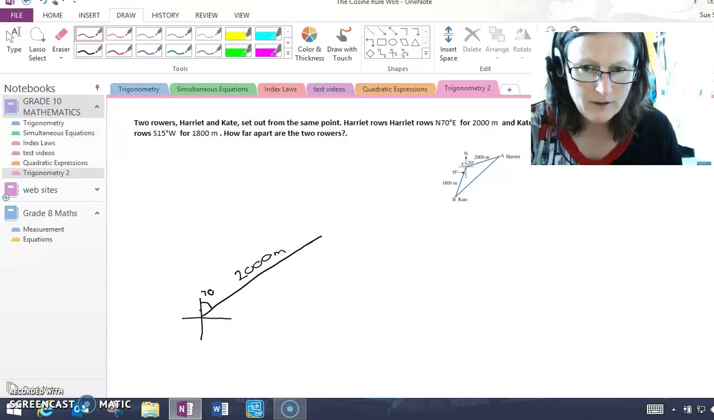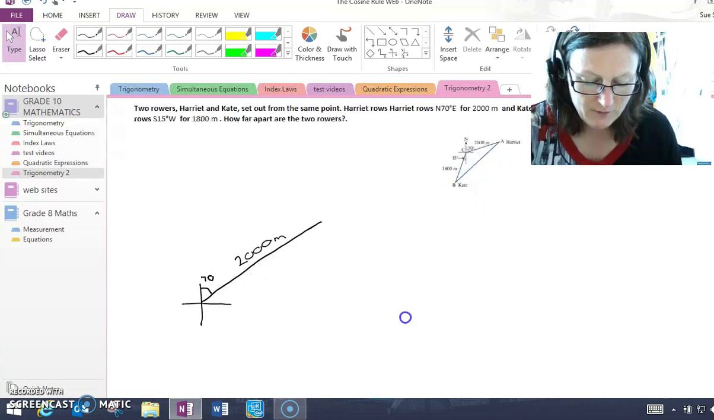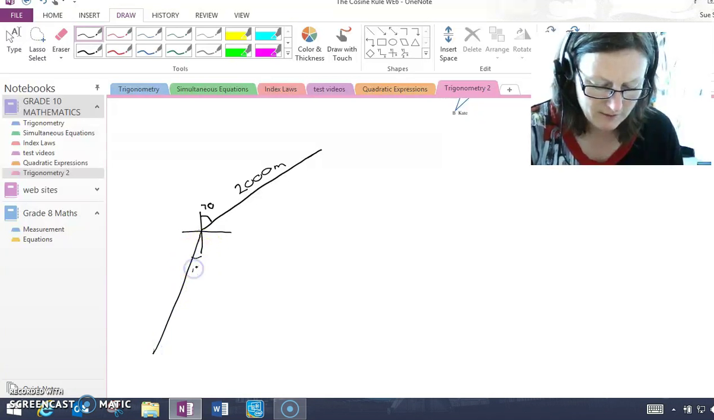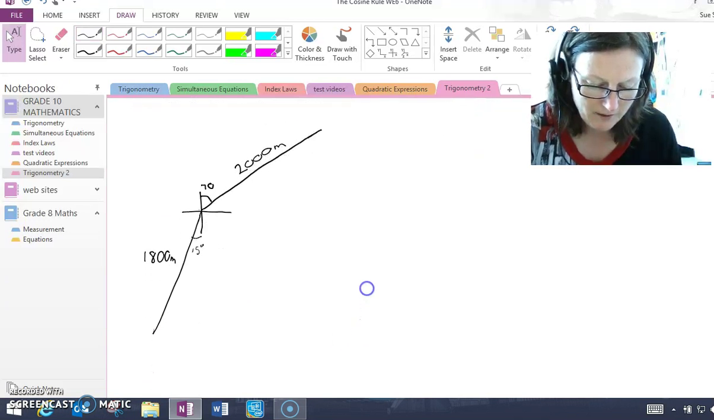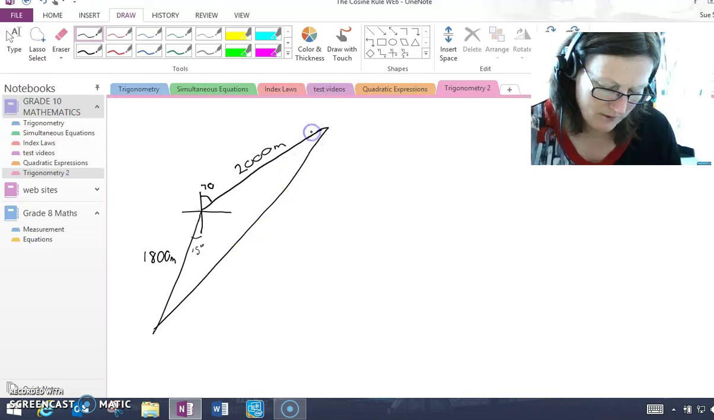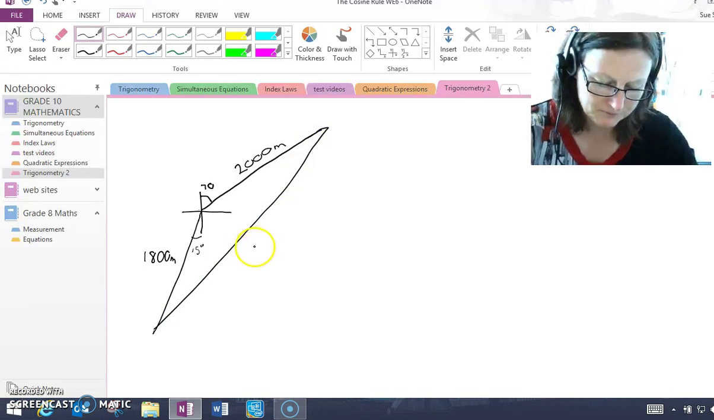The other rower, Kate, she rows south 15 degrees towards the west. So south, but 15 degrees towards the west. So that there is 15 degrees. And she rows not as far, 1,800 metres. It wants to know how far apart these two rowers are. So in other words, it wants to know this distance here, how far apart the two girls are.